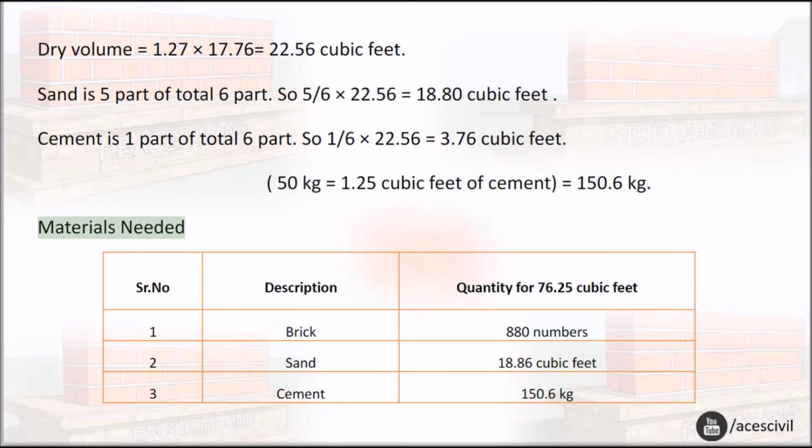Materials needed. Serial number, description, quantity for 76.25 cubic feet. 1. Brick: 880 numbers. 2. Sand: 18.86 cubic feet. 3. Cement: 150.6 kilograms.